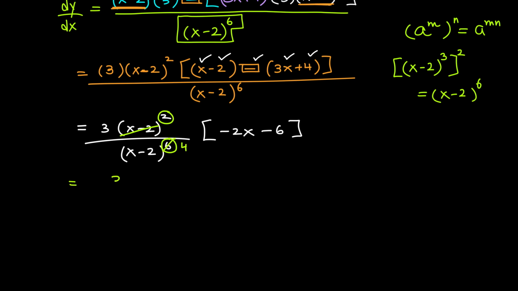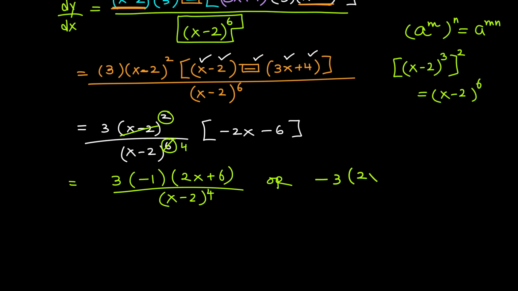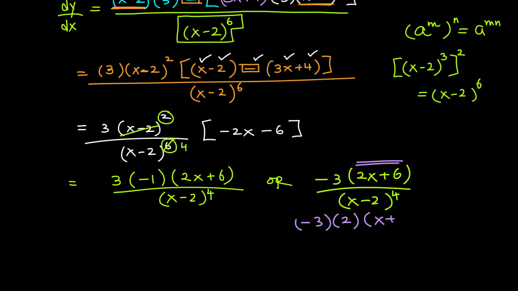So therefore, this is 3 and −1 taken common out: (2x + 6) divided by (x − 2) raised to the power of 4. Let's further simplify it. This is −3 (2x + 6) divided by (x − 2) raised to the power of 4. We can even take 2 common out. So therefore −3 into 2 into (x + 3) divided by (x − 2) raised to the power of 4.